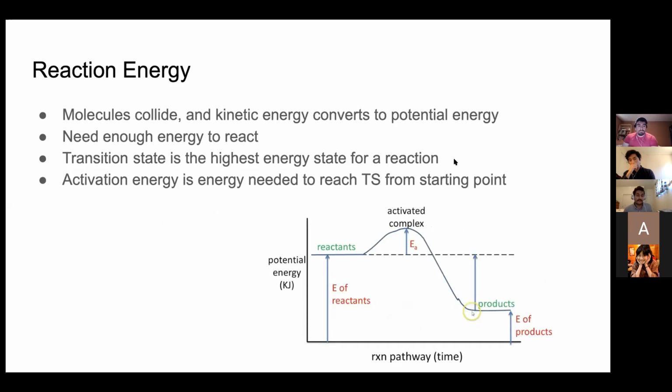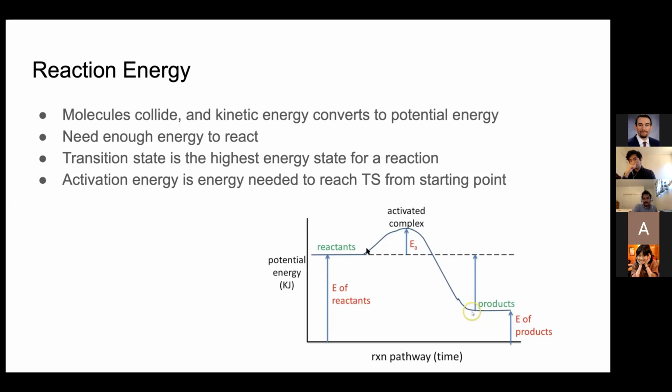The other thing that will affect collisions is, of course, the energy they have. This is probably the one we're most familiar with, which is activation energy. When our molecules collide, whatever kinetic energy they were moving around with will get converted to potential energy, and that can help form or break bonds. It'll eventually do the reaction. And you need enough energy to react, which on this reaction coordinate diagram is denoted by E sub A, your activation energy. Going from the reactants there is an energy barrier, and at the peak of that is your transition state, which is the highest point of energy.